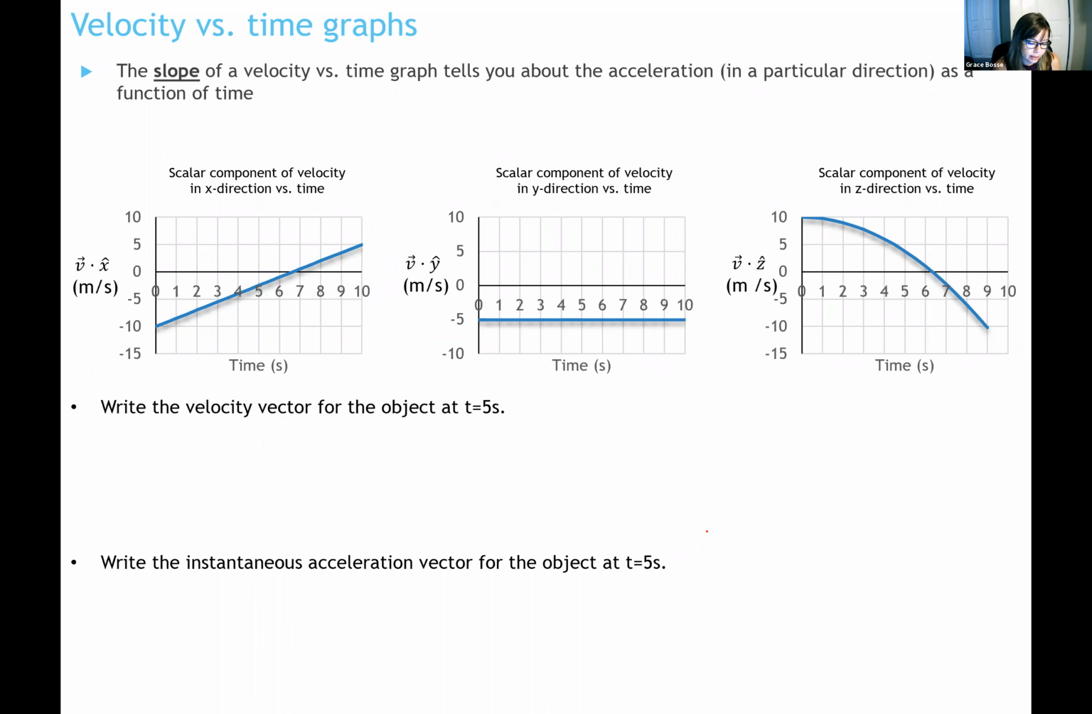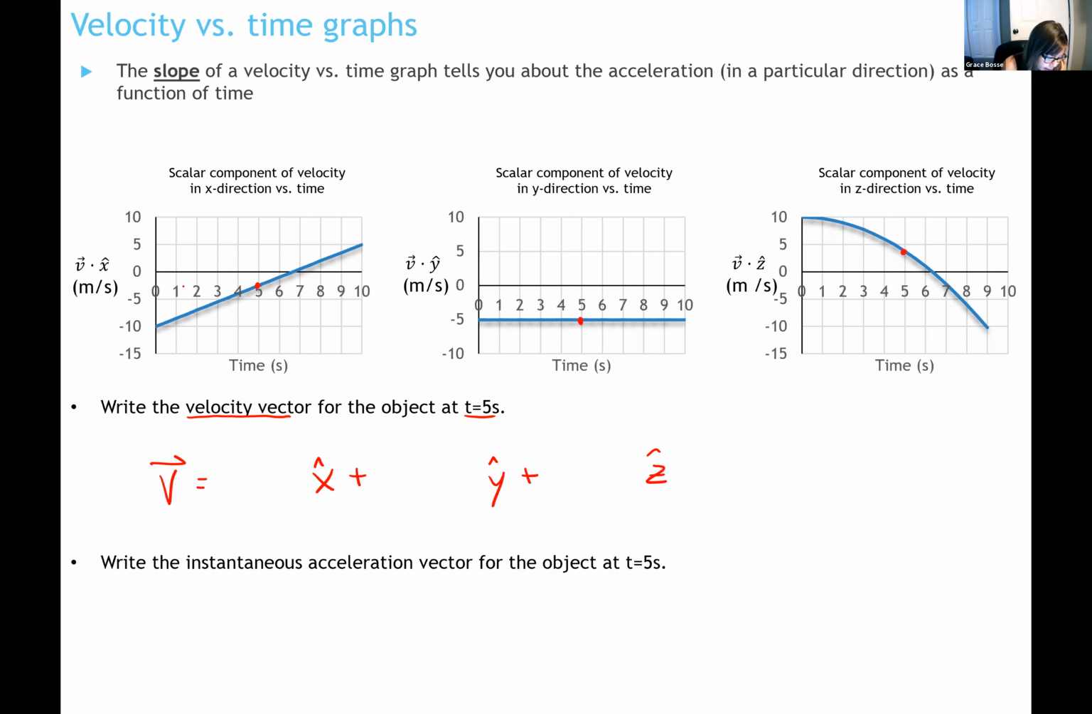And what we want to do is extract some information about the velocity of this object. Let's write the velocity at a particular point in time in component form. And then let's also calculate or obtain the instantaneous acceleration at that same point in time. So I have these graphs here and I want to write the velocity vector in component form. So it's going to be some number times x hat plus some number times y hat plus some number times z hat. We can get that information right out of these graphs. So I'm going to focus on t equals 5 seconds.